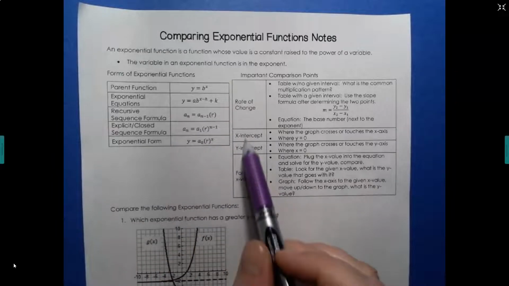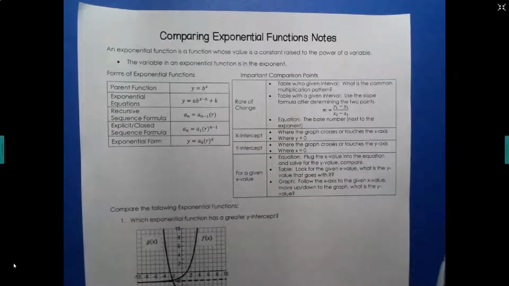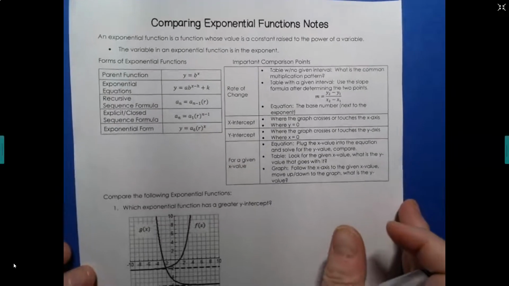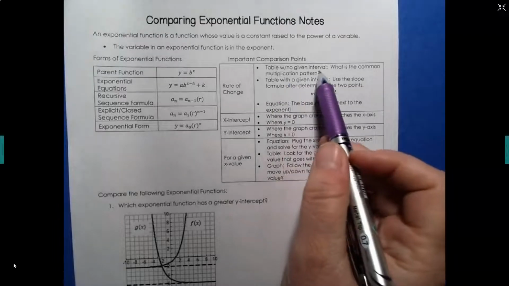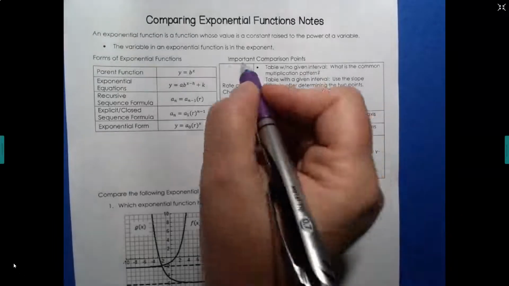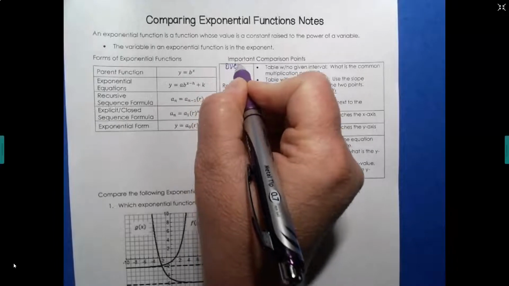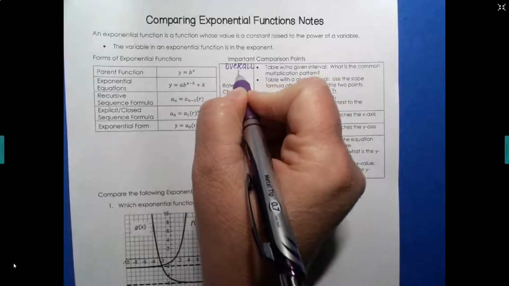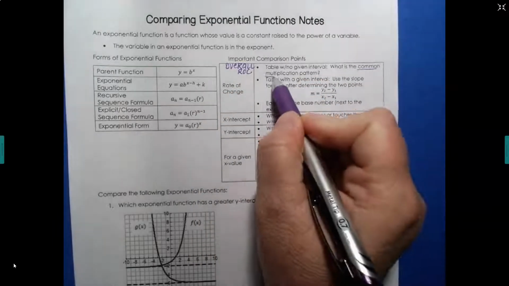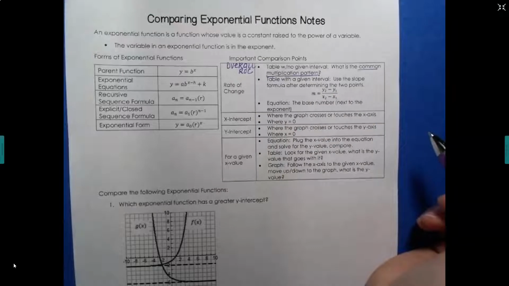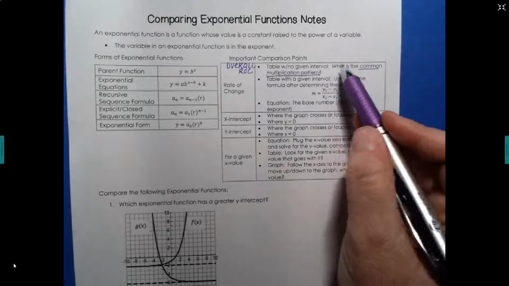So overall, what's real important is there are several important comparison points that we use when we're comparing exponential functions. Rate of change is a really big important one. So rate of change, there's a couple ways it can be asked for. You could be given a table with no interval, and that's asking for the overall rate of change. You're looking for the common multiplication pattern for the overall rate of change of the entire function.